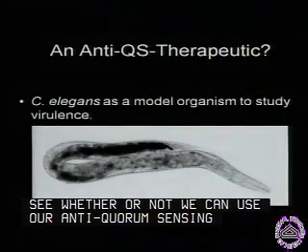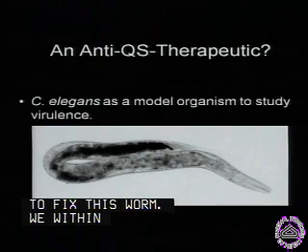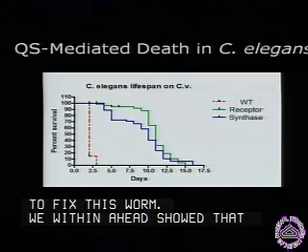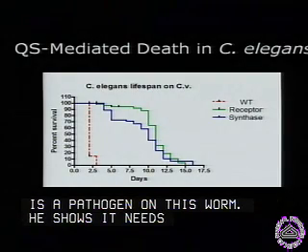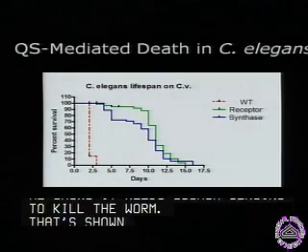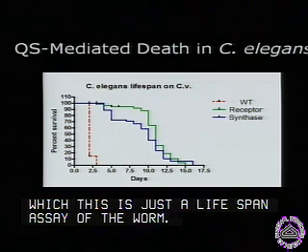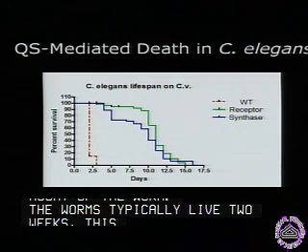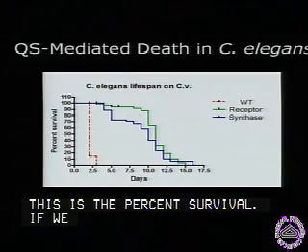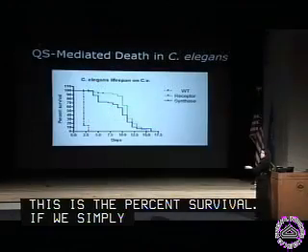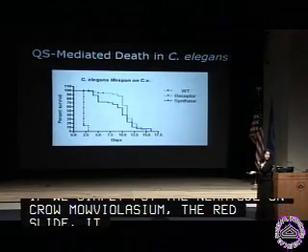And so we can actually use that to see whether or not we can use our anti-quorum sensing molecule to fix this worm. So Lee went ahead and showed that Chromobacterium violaceum is a pathogen on this worm, and then he showed that it needs quorum sensing to kill the worm. And so that's shown on this slide. So this is just a lifespan assay of the worm. So worms typically live 2 weeks, so this is days, and this is the percent survival. So if we simply put the nematode on Chromobacterium violaceum, that's the red lines, what you can see is that it causes infection and all the worms die in a couple of days.